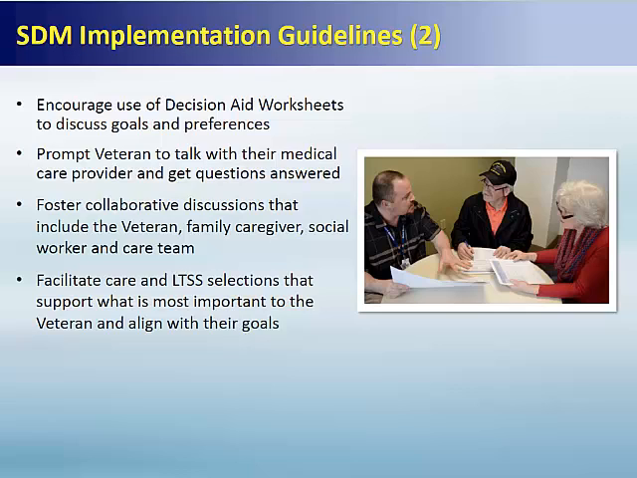Prompt the veteran to talk with their medical care provider to obtain information about the likely course of their conditions and get their questions answered. Veterans and their families need to understand the influence their health conditions may have on functional status. This will put veterans in a better position to make choices that align with their goals. Foster collaborative discussions that include involvement of the veteran, family caregiver, social worker, and care team. And facilitate decisions and referrals, whether they be about long-term services and supports or other care decisions that support the veteran's goals.